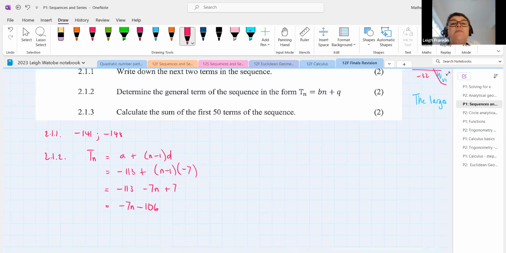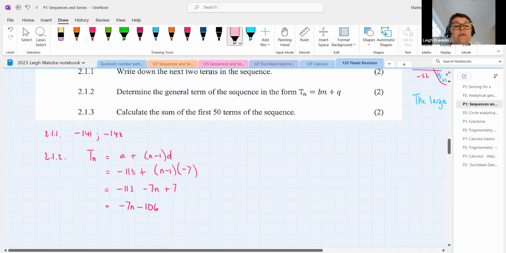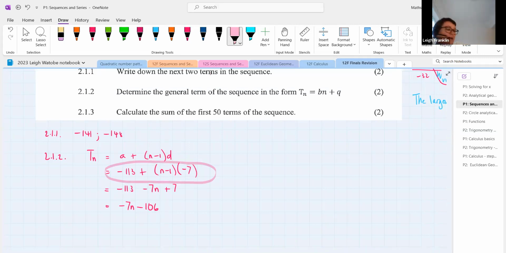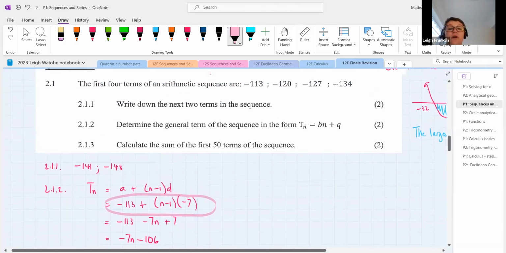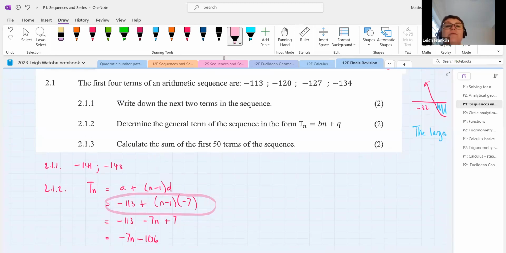Okay, so the general term in the form Tn equals bn plus c. So when you are simplifying an nth term, guys, you cannot just leave it like this. You have to simplify. Okay, so you can't leave it as a plus n minus 1 d. You've got to simplify it. So essentially b is -7 and c is -106. Does that make more sense now, Gugu, and anybody else who had tried this particular question? Oh, okay, maybe you just weren't thinking about it. Okay, no wonder you ended up with a weird answer.